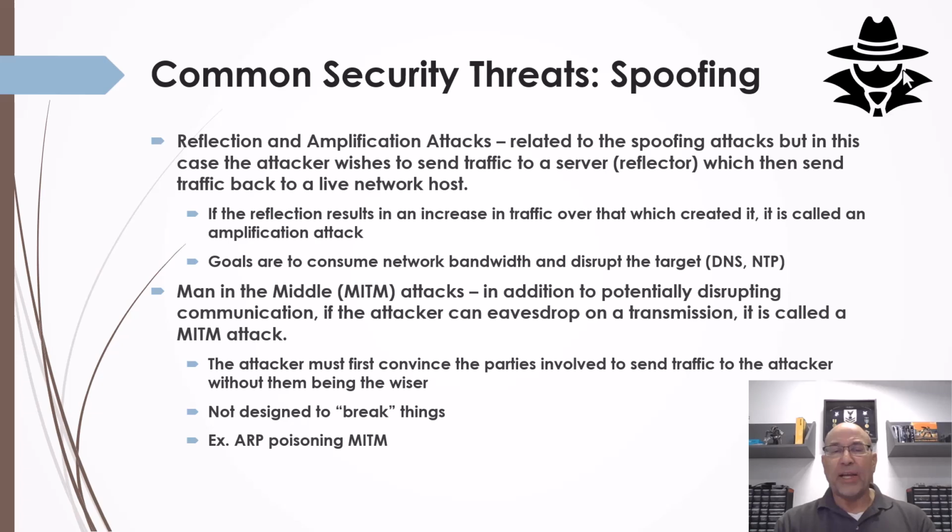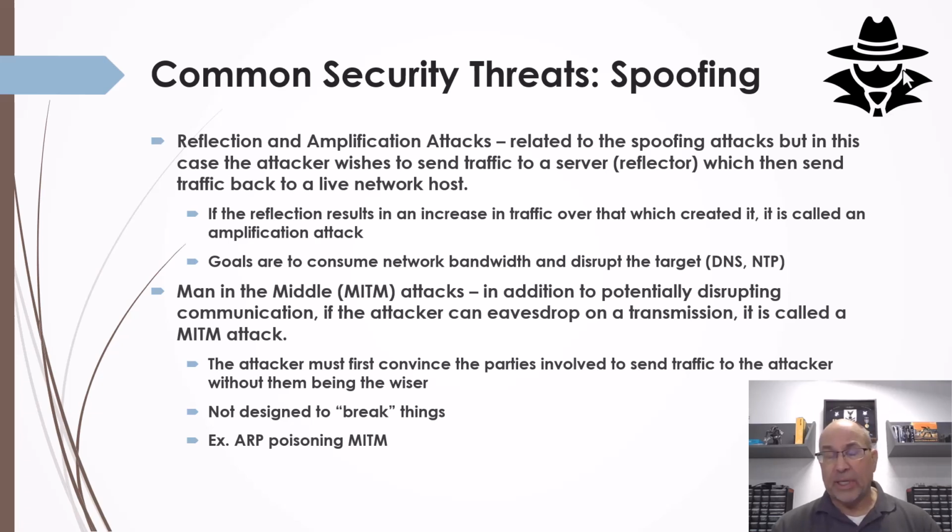Well, if it was a simple spoofing, it might be pretending to be somebody else. But in a reflection attack, what the attacker is trying to do now is send traffic to a server and pretend to be somebody else so that the server sends traffic to that node. And if you do this enough times, you can shut down that node's connections. Now, an amplification attack is one in which the attacker sends something to the reflector, the server, and the server responds with a whole bunch of traffic.